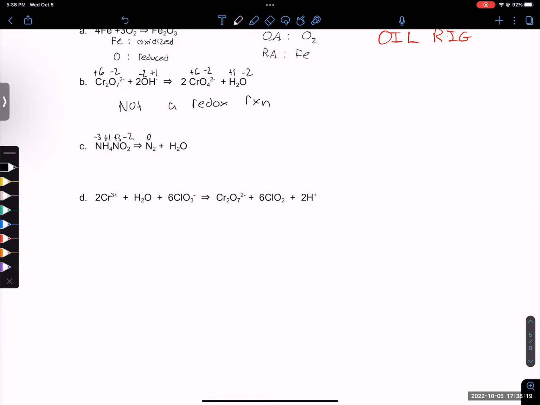What about, we already know oxygen's -2, hydrogen's +1 in water. That's just something you'll memorize as you do problems like this. Is this a redox reaction or not a redox reaction?